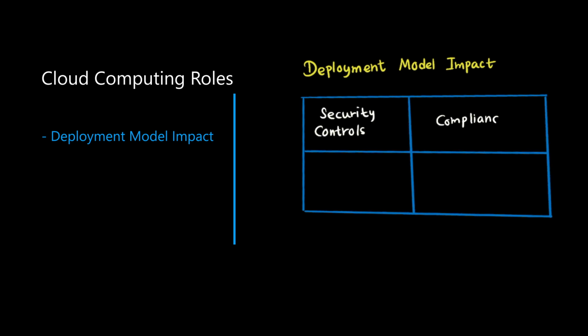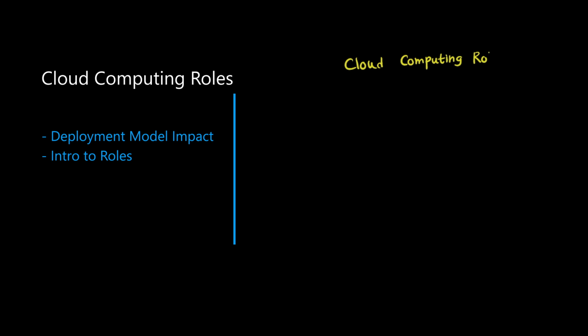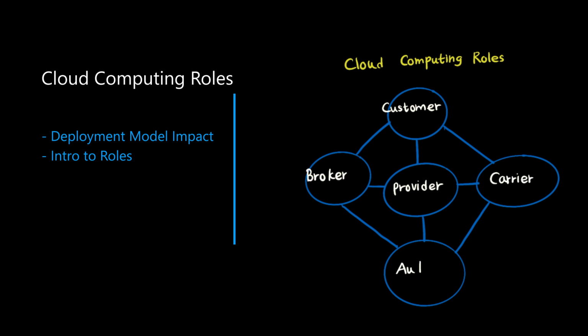Each model has implications for security controls, compliance capabilities, cost structures, and operational responsibilities that you need to consider when designing cloud solutions. Let's discuss cloud computing roles and responsibilities, which define who does what in the cloud ecosystem. This is absolutely critical for the exam because many questions test your understanding of the boundaries between different roles. The primary roles include the cloud service provider, cloud customer, cloud broker, cloud carrier, and cloud auditor. Each role has specific responsibilities and relationships with the others.